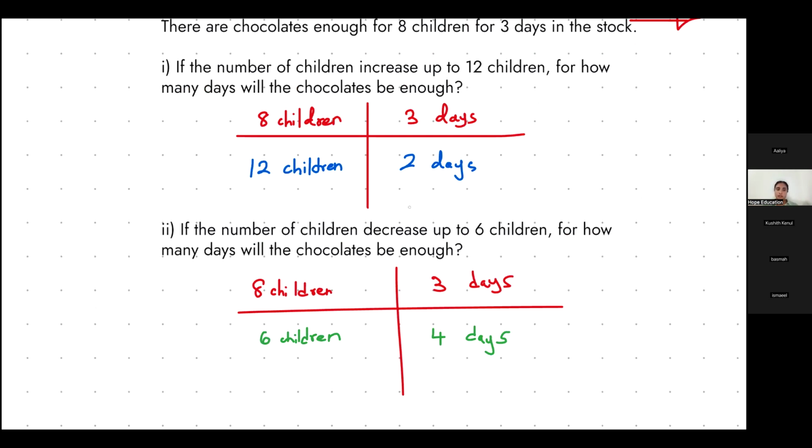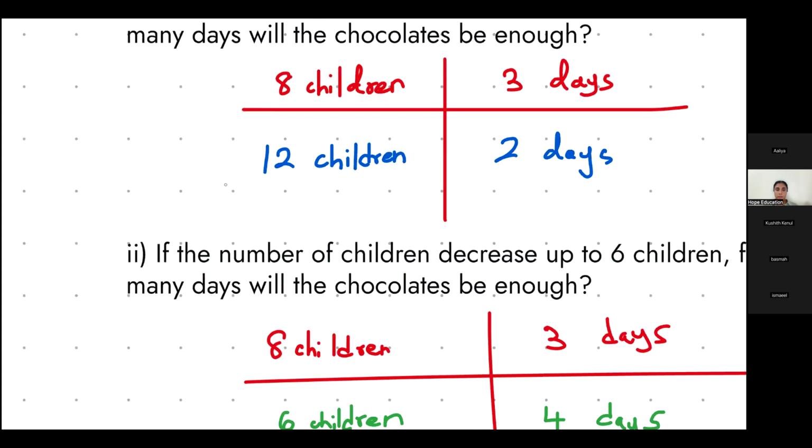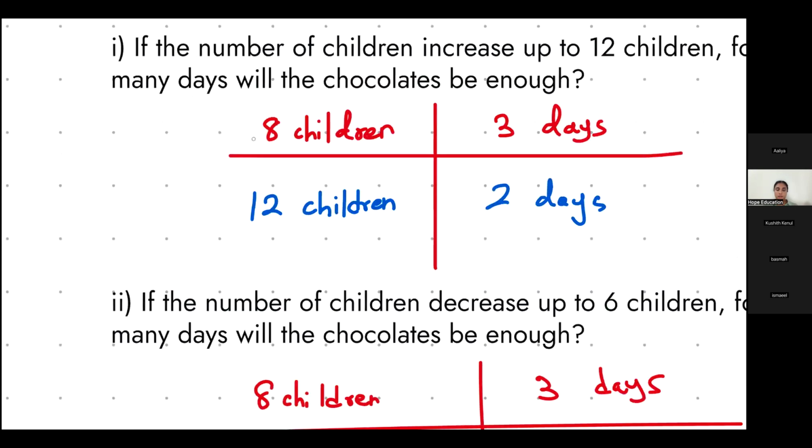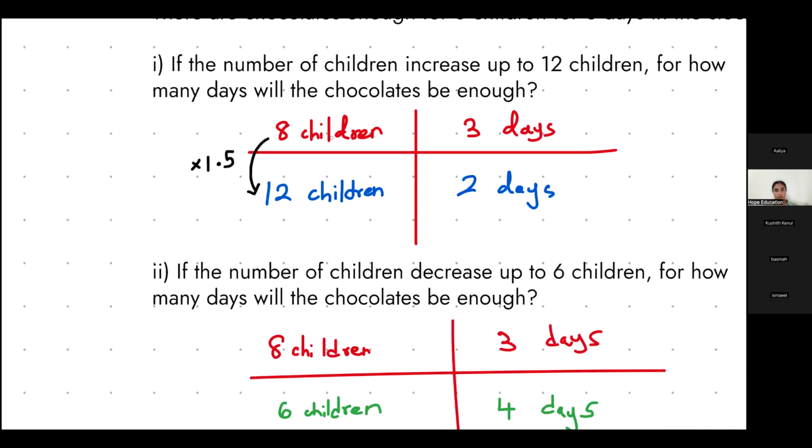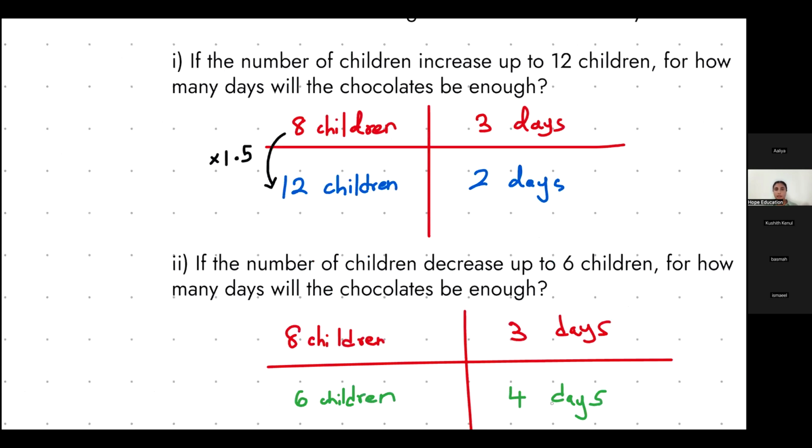Look here, the most important thing that we have to understand is, here the number of children has increased by a ratio of 1.5. 8 times 1.5 is 12, right? Is that a little confusing?